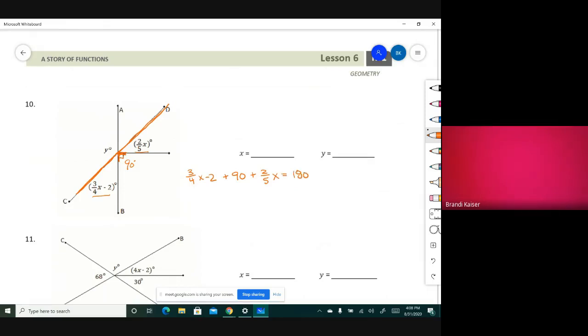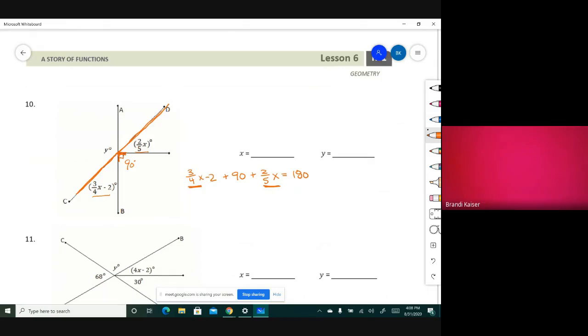Okay, we need to combine like terms. So I have 3/4 x and 2/5 x. In order to add those together, we have to remember some fraction rules. So yes, I know we have to work with fractions, but it's good for you.